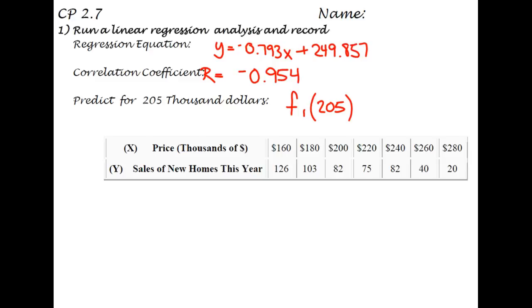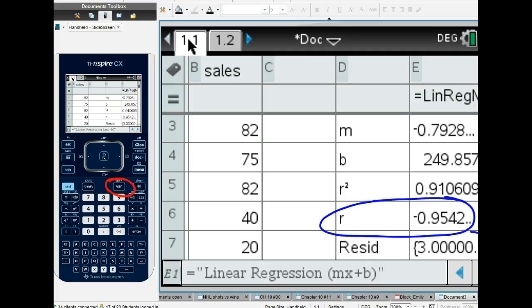So now the last thing we got to do, let's do a checklist here. We have our equation, check. We have our R value, check. You know what that means. That's a really strong negative correlation. Now we need to put in our prediction. So we're going to make a prediction for 205. So we're going to use the line to make a prediction.